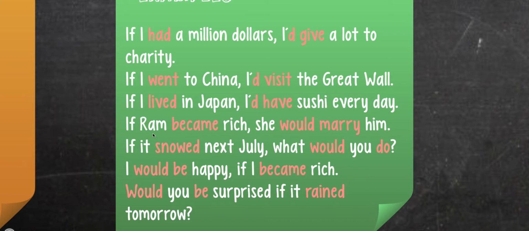Okay. While he does that, Sophie, please help me reading the next example. If Ram became rich, she would marry him. That's it. So if Ram became rich, something in past, she would marry him. Something improbable. Okay? Thank you.